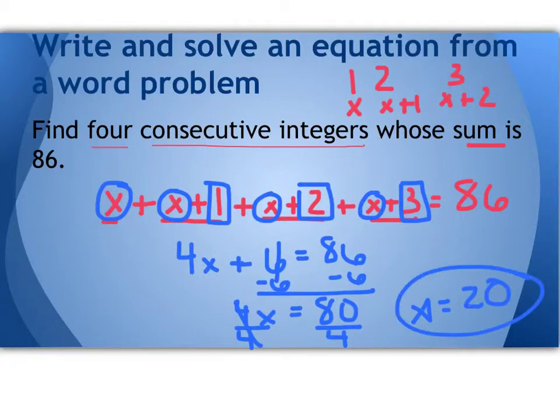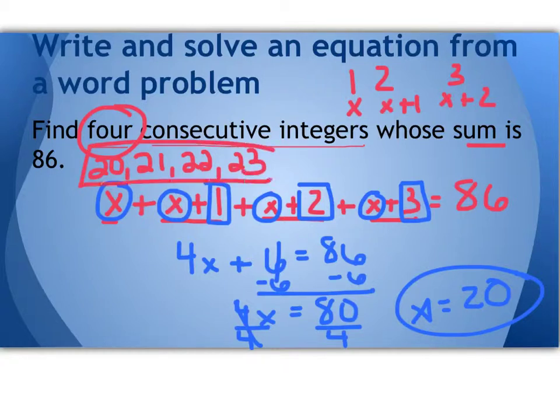But does that answer our question? No, it asked for the 4 consecutive integers whose sum is 86. So we know the first integer is 20, and then we have 21, 22, and 23. These are the 4 consecutive integers.